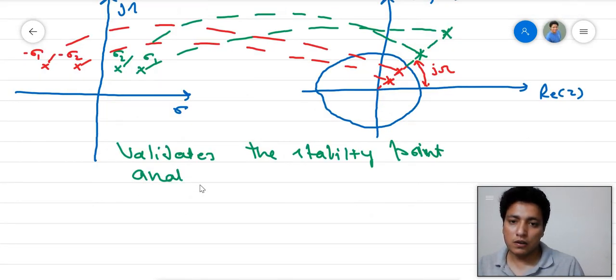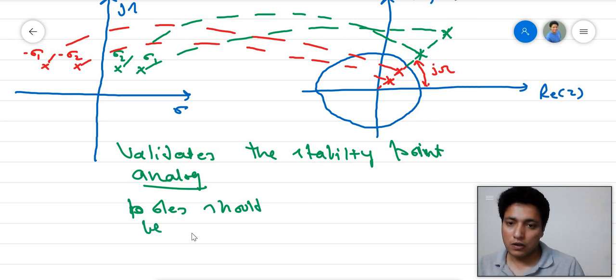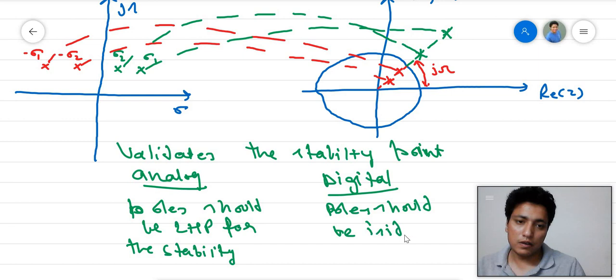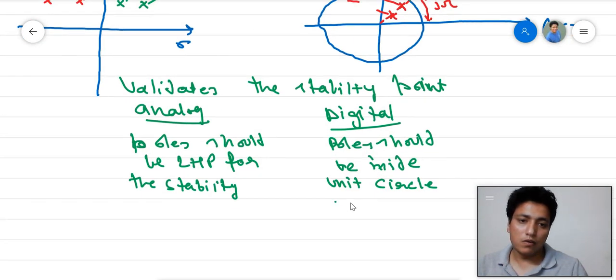In analog, poles should be in the left hand plane for stability. In digital, poles should be inside the unit circle for stability.